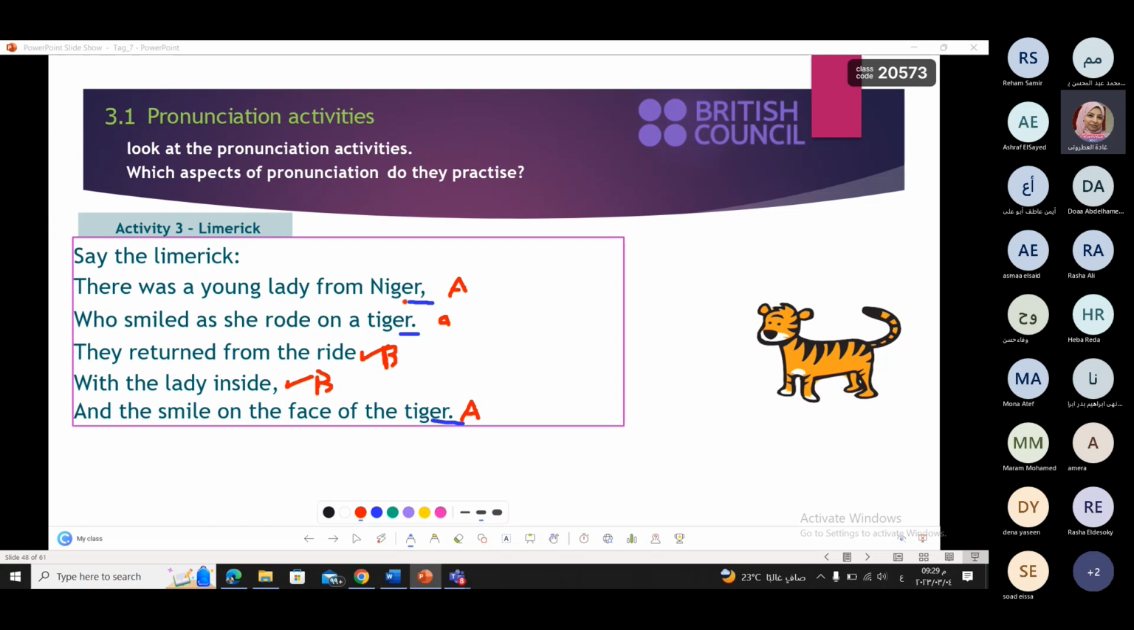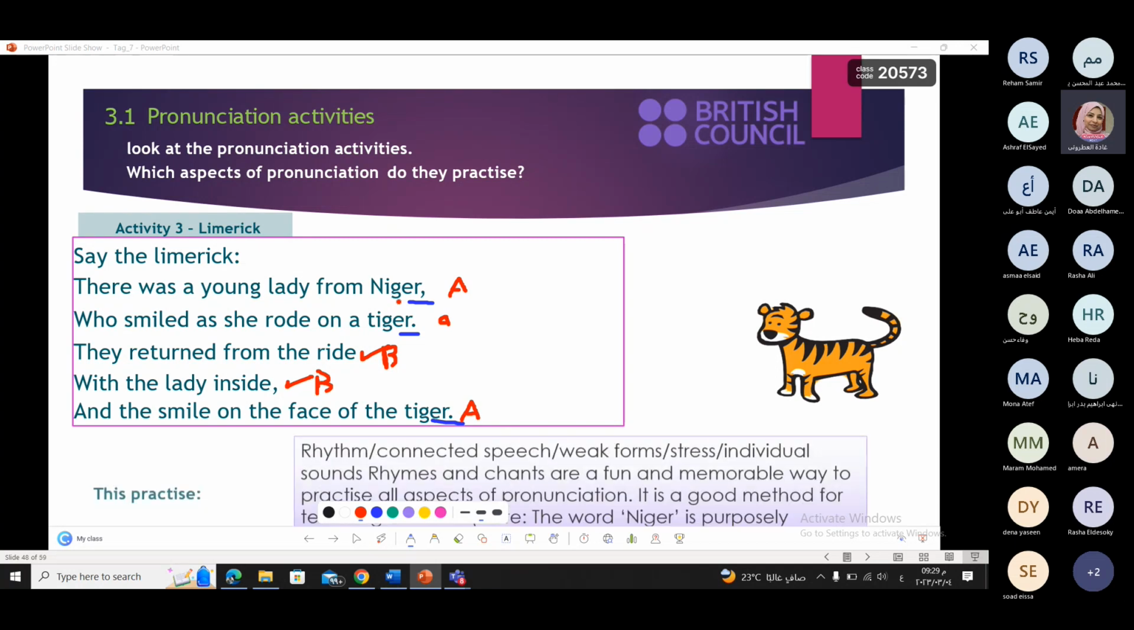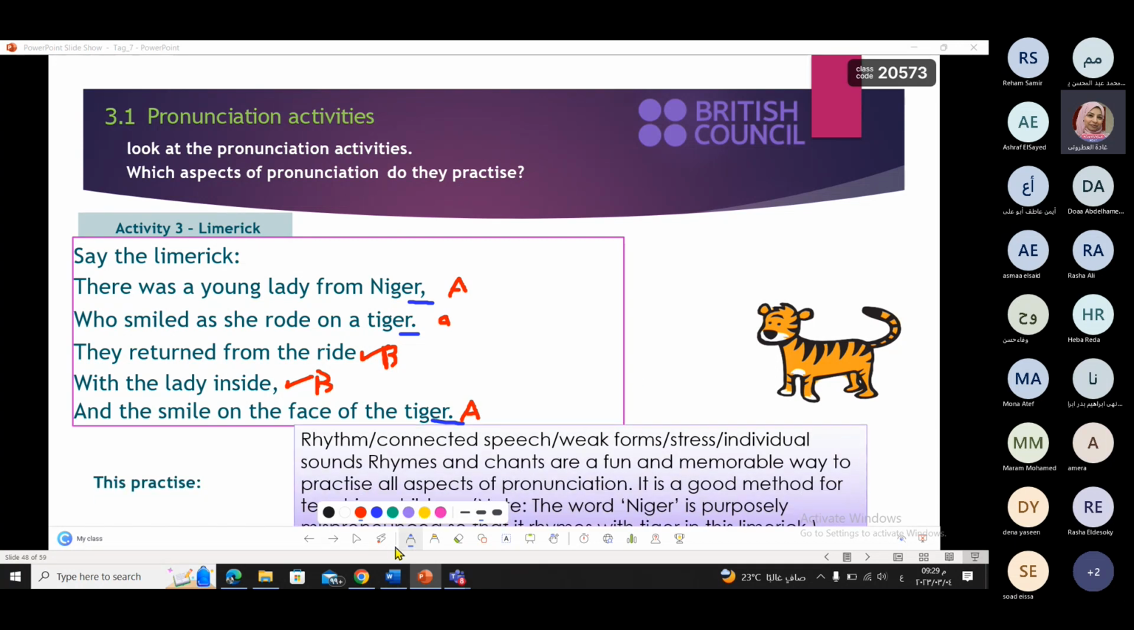When we read this limerick or poem, I will say tiger and Niger, although the word Niger here is pronounced Niger. The correct pronunciation is Niger. But I changed this in order to make this rhyming scheme or these rhyming sounds. Okay? So what does this activity teach us?